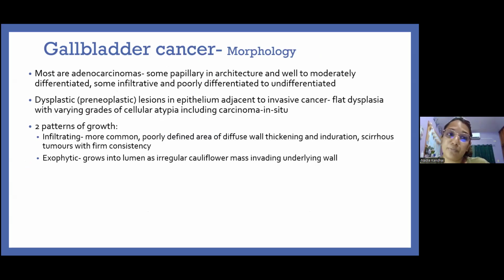There are pre-neoplastic lesions that occur adjacent to invasive cancer as well, seen as flat dysplasia with varying grades of cellular atypia, including the carcinoma in situ. Two patterns of growth have been found: infiltrating, which is more common, as well as exophytic, which is where it grows into the lumen as an irregular mass, which invades the underlying wall.